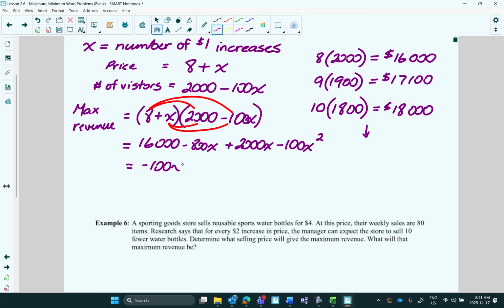So we get, put the x squared term first, there's a negative in front of it. These two x's combine to make 1600x. And that goes next. And then the number goes last.